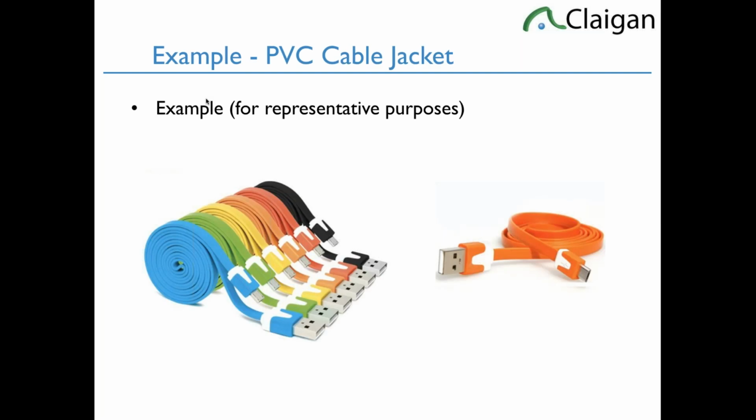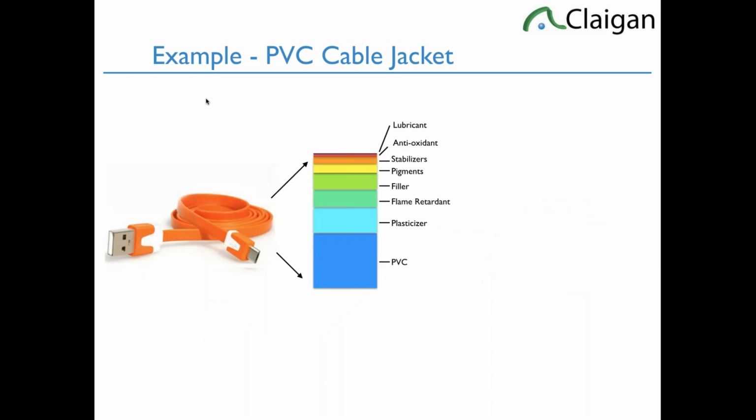So for representational purposes, we've picked an imaginary orange USB cable. These are just stock photos. And we're going to talk about the outer PVC jacket of the cable. It's very tangible. It's a very common type item. It'll hopefully help us explain what's really in here. So PVC has a lot of stuff in it. PVC is polyvinyl chloride. Of the PVC cable jacket, only half of it is really PVC resin. The other half is other stuff.